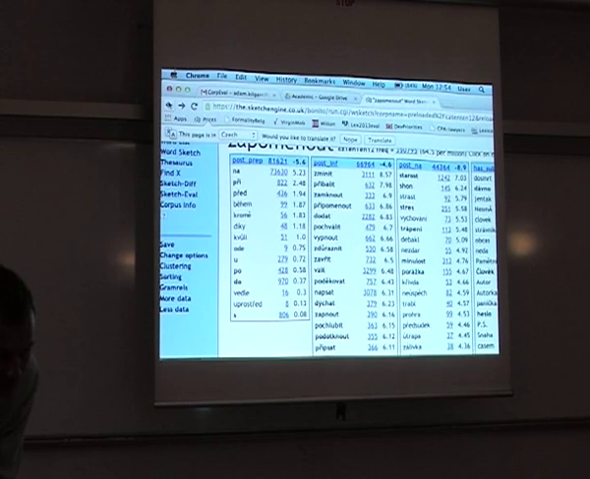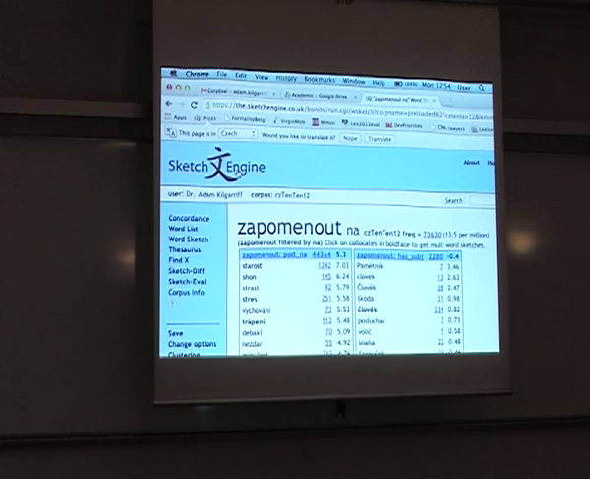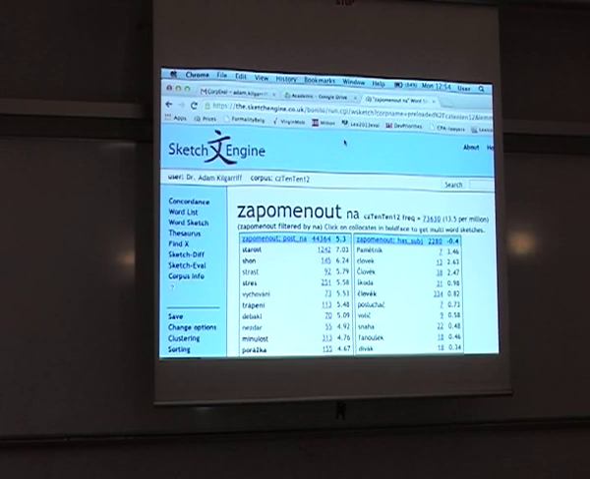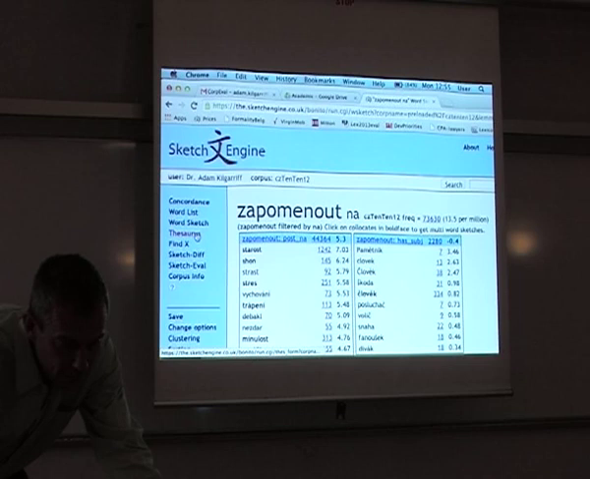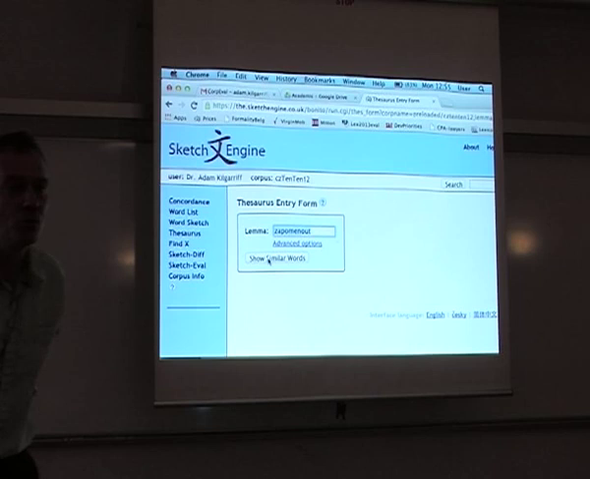A recent feature we've added is that I can click on here to find a multi-word sketch. So for Zapomenout na, what are the common collocates for that? I don't know whether that makes sense to you. So we can also produce a distributional thesaurus. Find the most similar words, the words which share most collocations with Zapomenout.